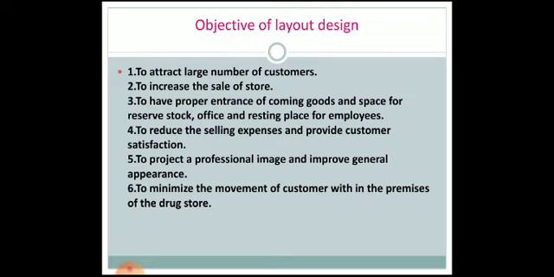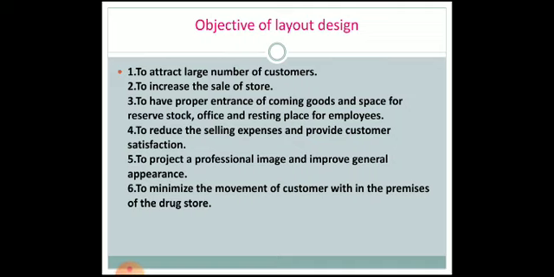There are objectives for the layout of the design. The objectives are to attract a large number of customers, to increase the sale of the store, to have a proper entrance for incoming goods and space for reserve stock and office. Lastly, a resting place for the employees.